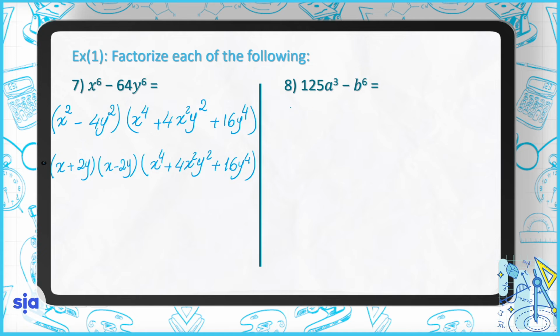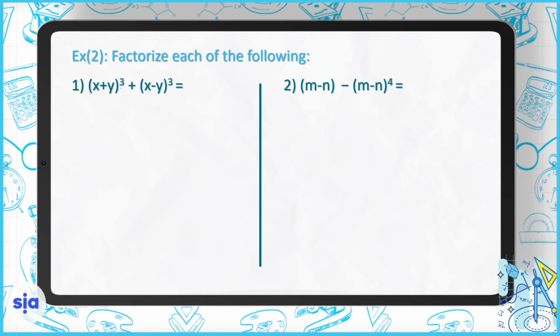Question 8. The cubic root of 125 a power 3 is 5a, minus the cubic root of b power 6 is b squared. And the second bracket, we get it from the first bracket. 5a times itself is 25a squared. We change the sign, so it's 5ab squared plus b to the power of 4.